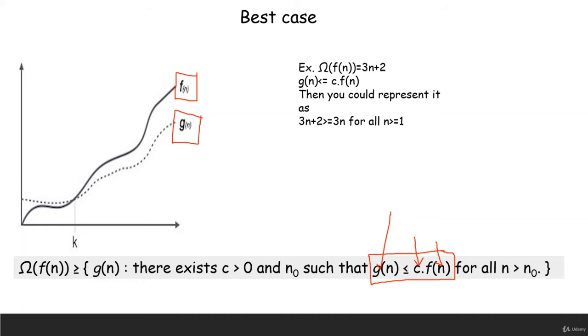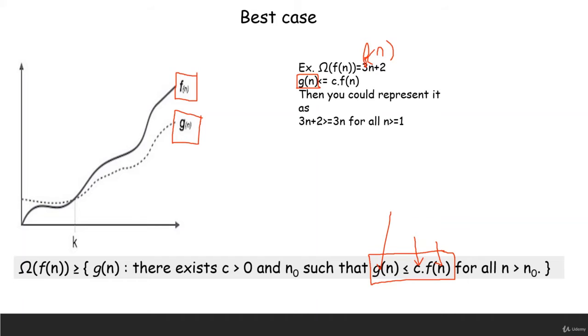Here omega of f of n, where f of n equals 3n plus 2, means one function is given: 3n plus 2. This is the value of f of n. And what does this omega of f of n represent? That omega of f of n represents that we are calculating the best case. So for considering whether it is a best case or not, you have to search for such a value of g of n where this condition is satisfied. Which condition? g of n is less than or equal to c dot f of n.